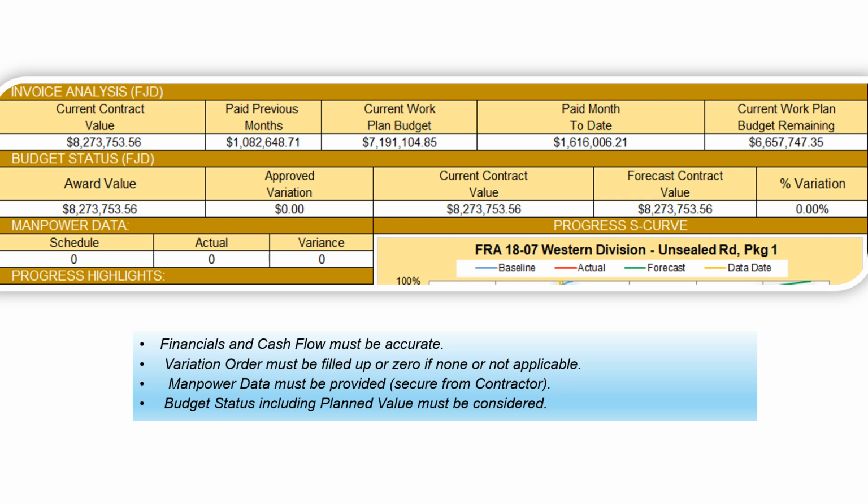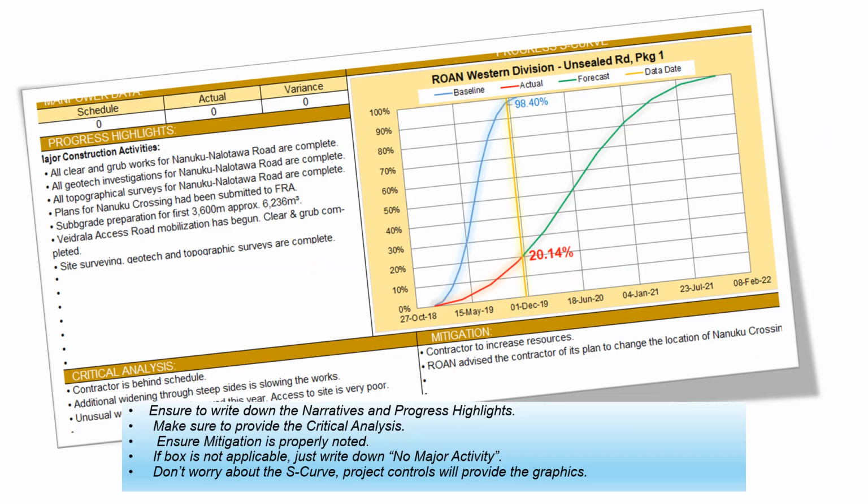Now we have invoice analysis, budget status, manpower, progress highlights, progress score. Financial and cash flow must be accurate. Variation order must be filled up, or zero if none or not applicable. Manpower data must be provided, secured from the contractor. Budget status, including planned value, must be considered.